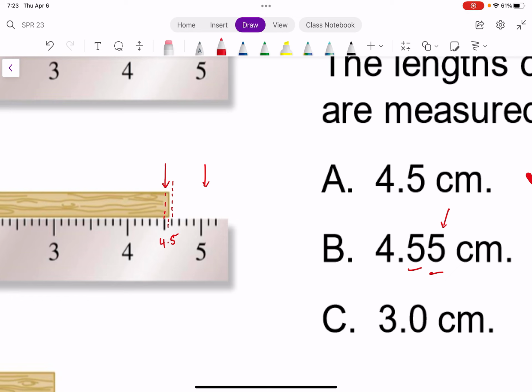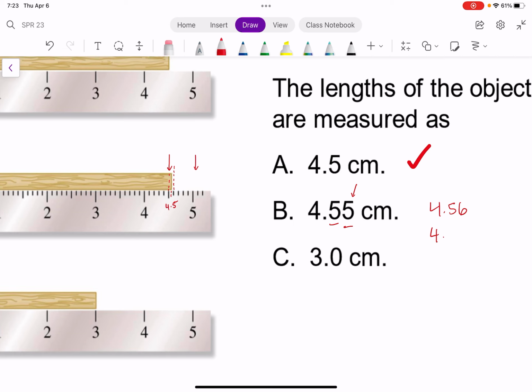So because it falls between 4.5 and 4.6, looks like it's about halfway between, so I think it's 4.55. But I could be wrong, right? It could be 4.56, it could be 4.57. I don't really have any way of knowing for certain what that last digit is.